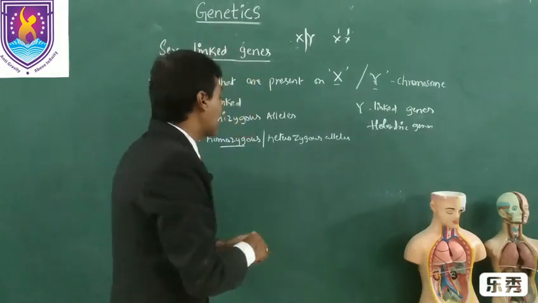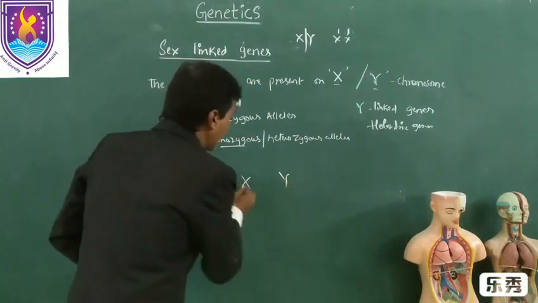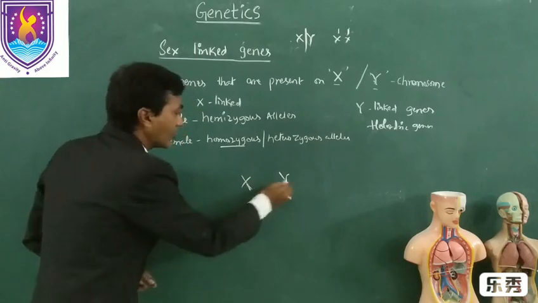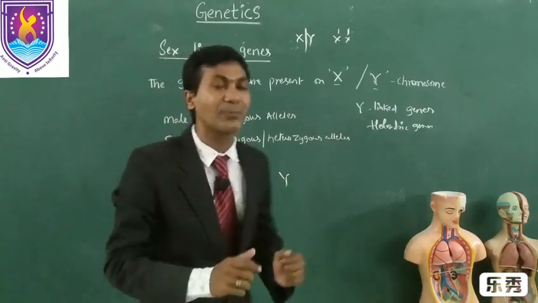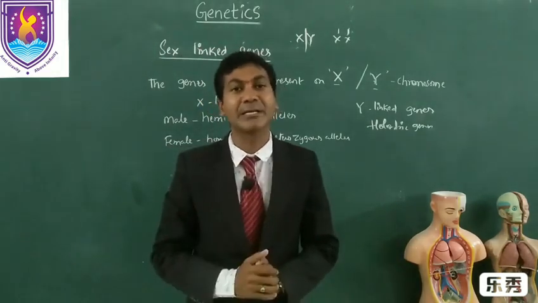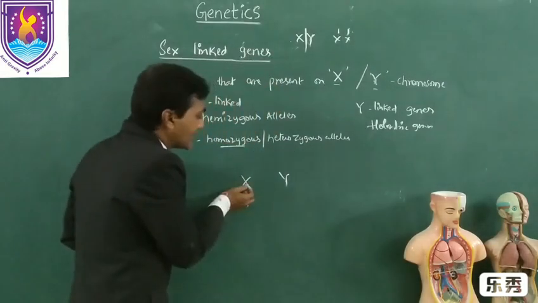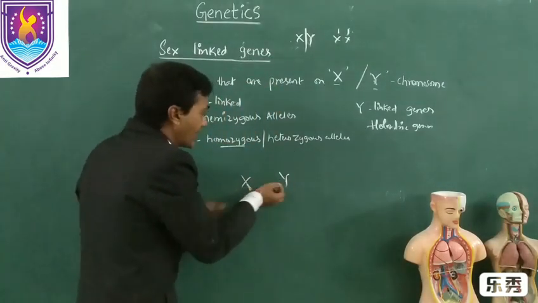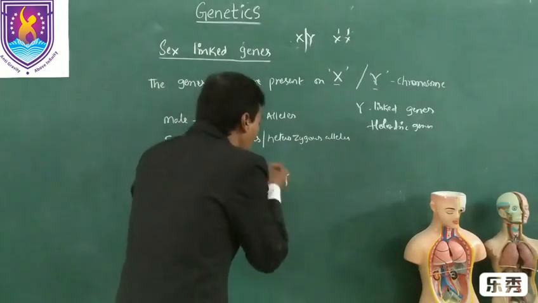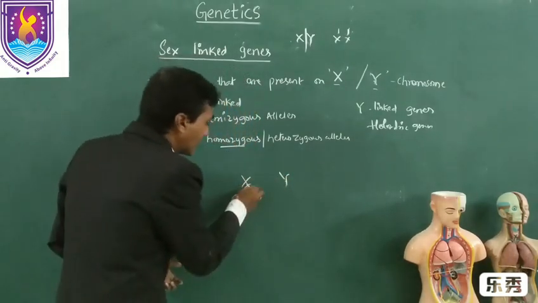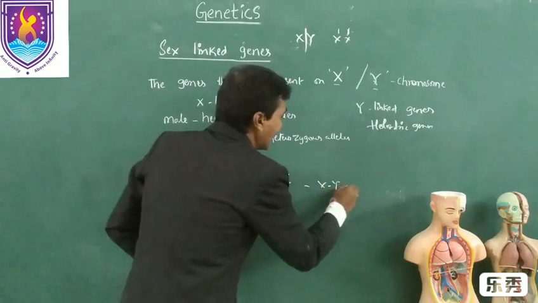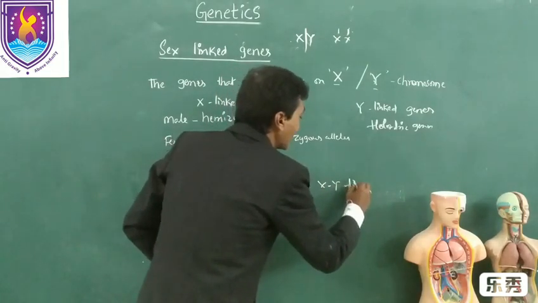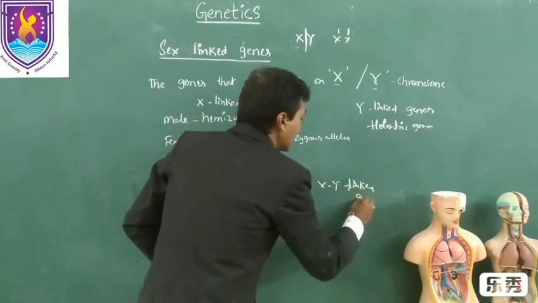And there are some regions in X and Y chromosomes which are called pseudo-autosomal regions, homologous regions, where the same genes are present, which undergo crossing over during meiosis. So those genes are known as XY-linked genes.